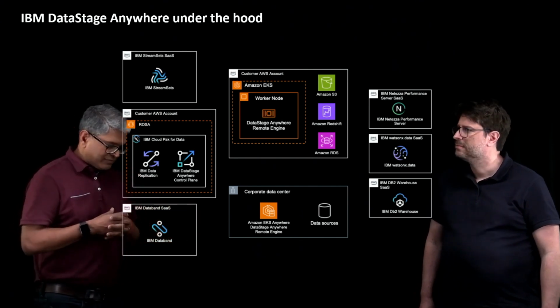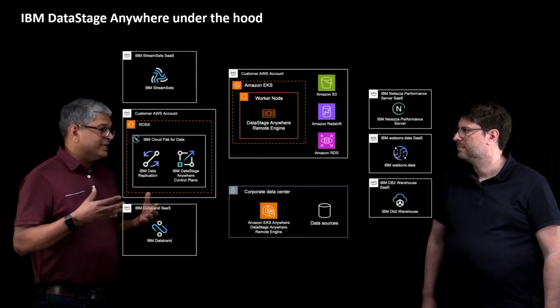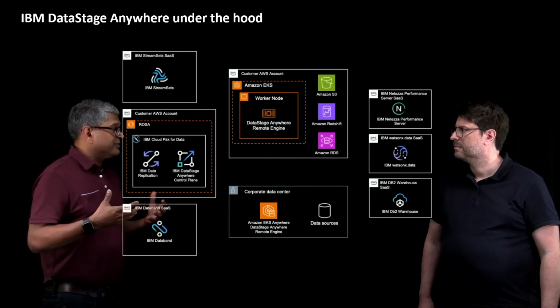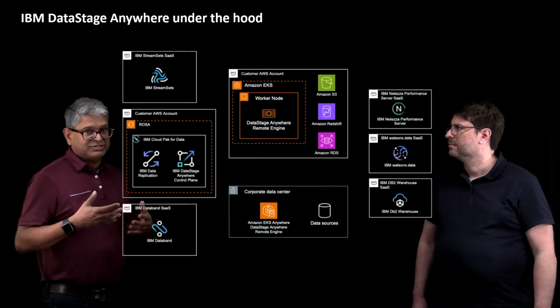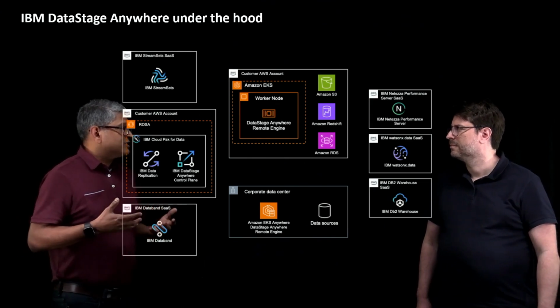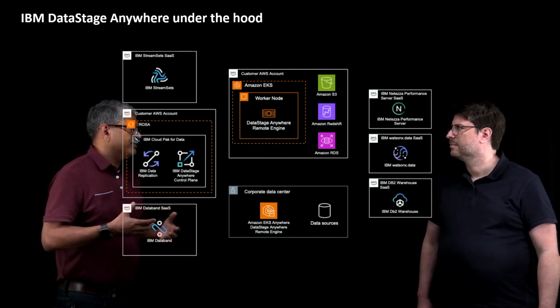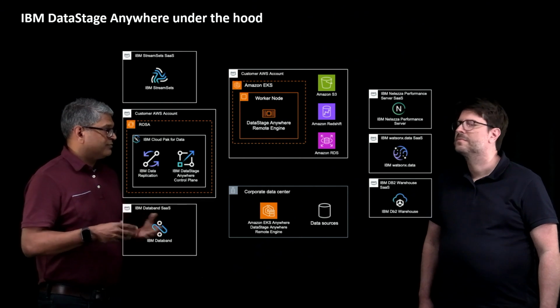The third thing that we see here is basically Databand, which is a monitoring and observability tool across different ETL pipelines, whether it's a StreamSets pipeline or a DataStage pipeline. It can also monitor Airflow and some of the other third-party workflows as well.